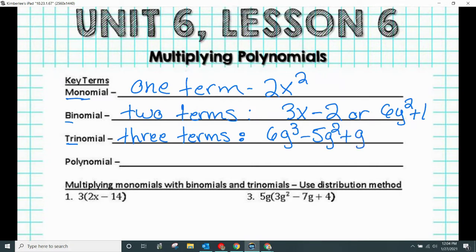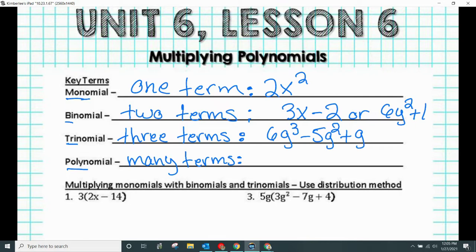Polynomial, I know my screen's trying to catch up. Polynomial, poly means many. So actually a monomial, binomial, and trinomial are all polynomials, but it just means many terms. So all of these above are actually polynomials, every one of them. But if you had something that has more than 3 terms, we just call it a polynomial. We don't give it a special name. So basically monomial, binomial, trinomial are special names for polynomials that have 1, 2, or 3 terms.